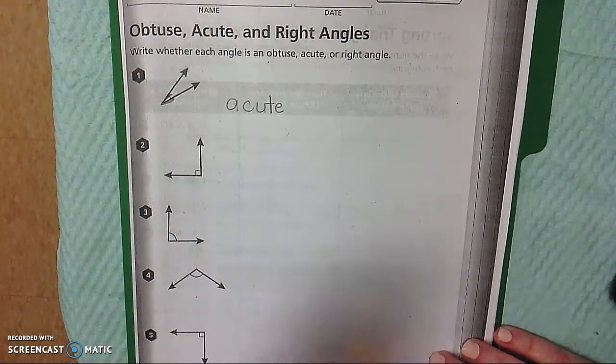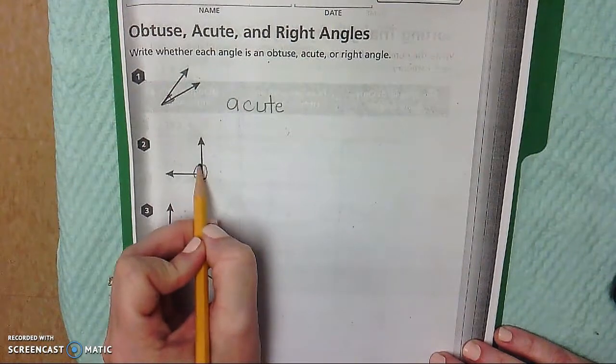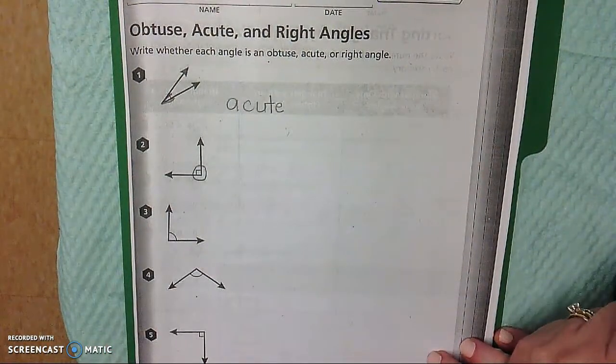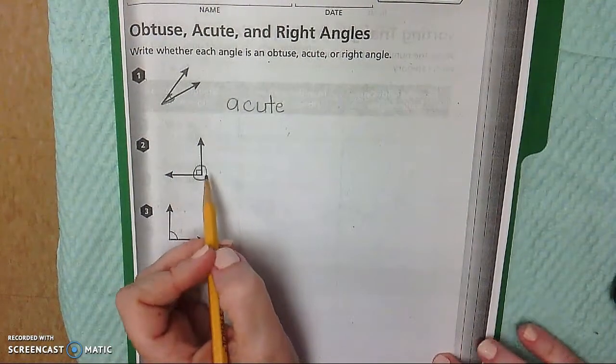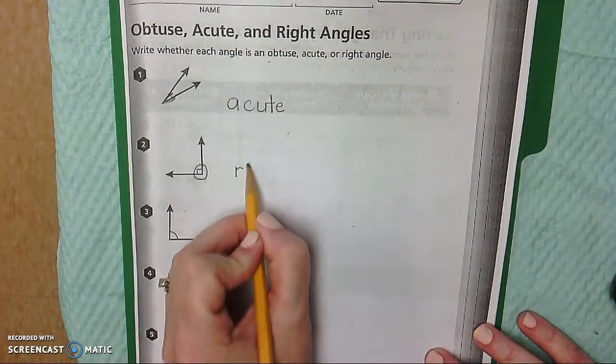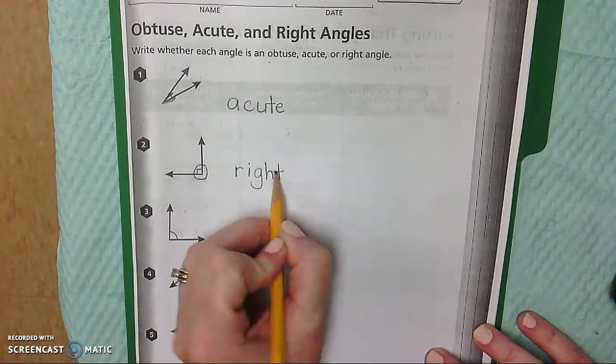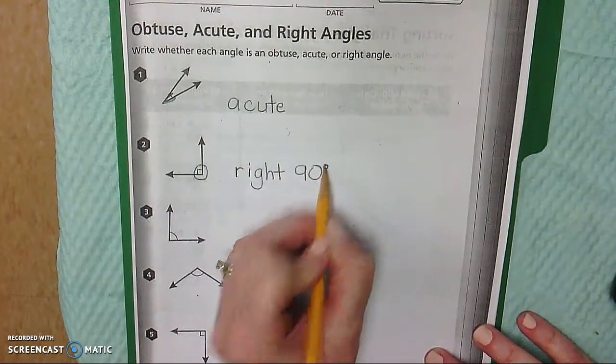Number two, I notice right here that square on that angle. And I know that when I see the square representing the angle, that is going to be a right angle or a 90-degree angle.